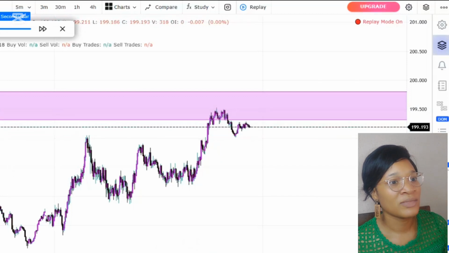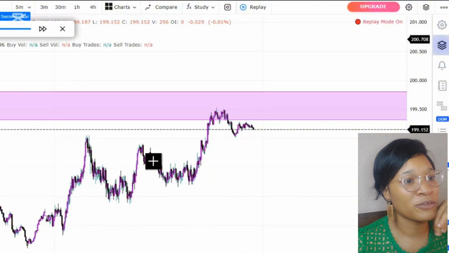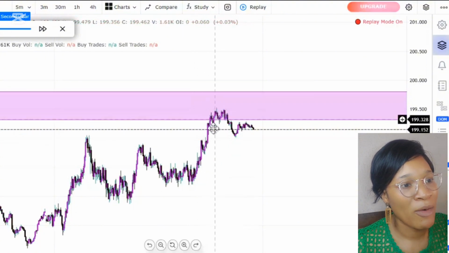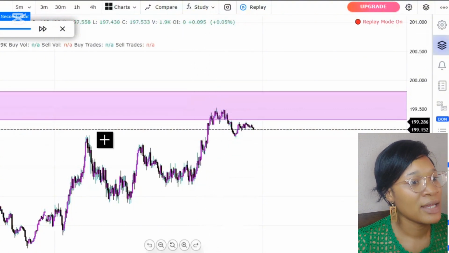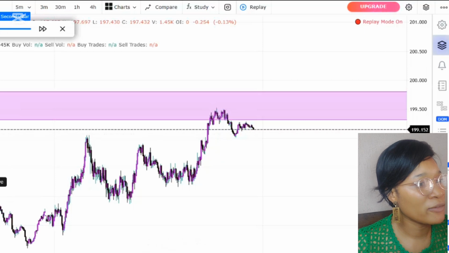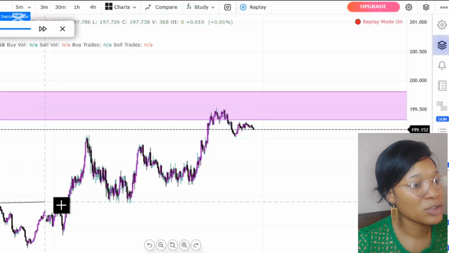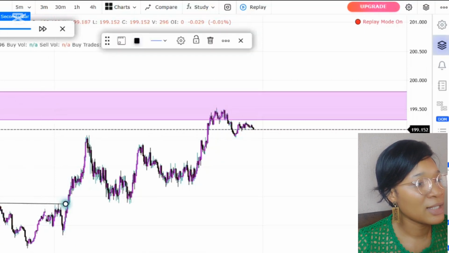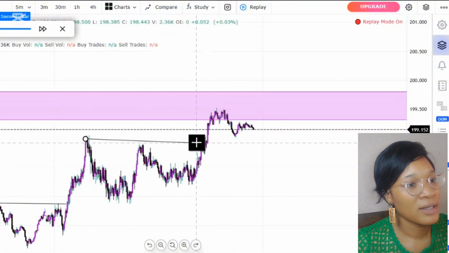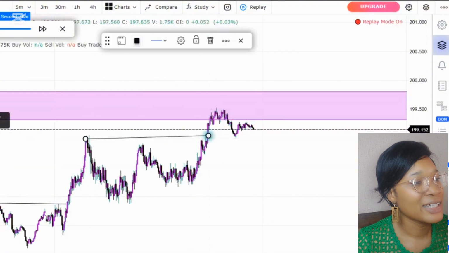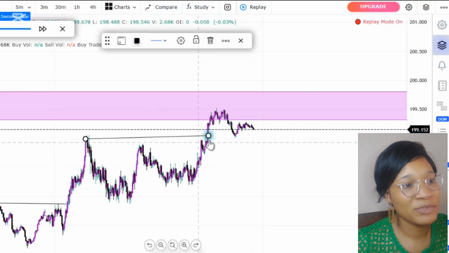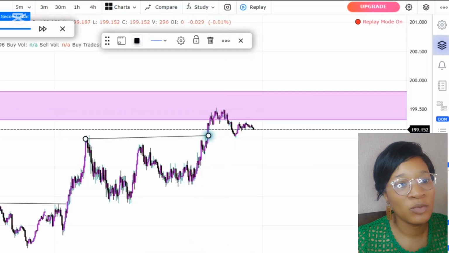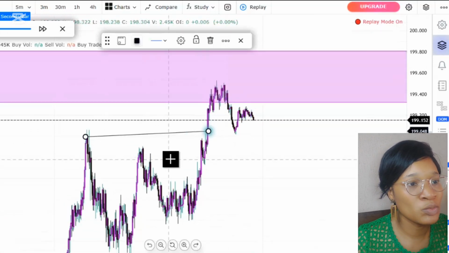Now you can see that our break of structure has happened right here. Our break of structure has been happening in all of these places. Break of structure here, another break of structure here. Then finally price came into this zone and it was finding it difficult to move, with such momentum that it was approaching the zone with.